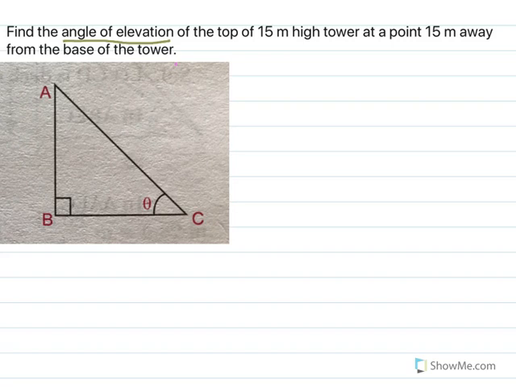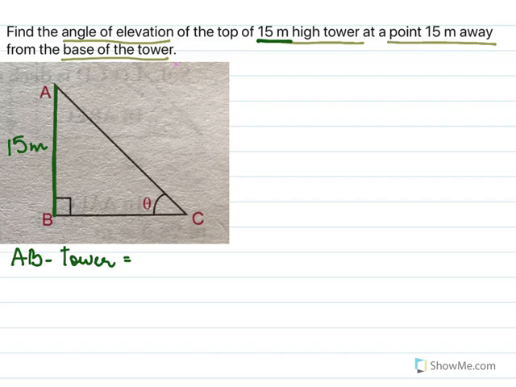Find the angle of elevation of the top of a 15-meter high tower at a point 15 meter away from the base of the tower. So here we have AB is the tower, and this tower is 15 meter high. So we'll write 15 meter. So AB is the tower which is 15 meter.